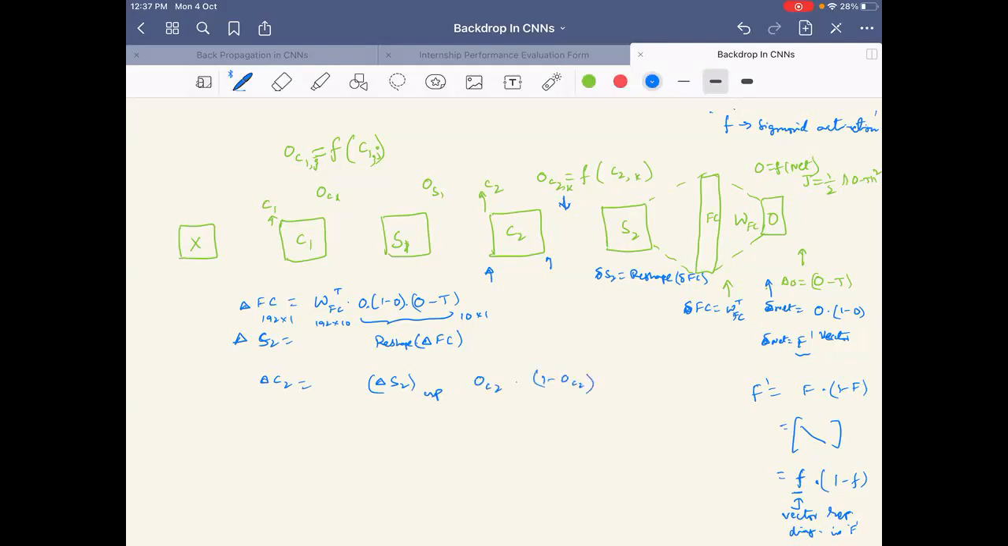So what are the dimensions of OC2? OC2 is also after upsampling, so you know that it is 8 cross 8 cross 12. These are also 8 cross 8 cross 12, all are 8 cross 8 cross 12, right? And we assume that there are element wise operations here. I'm just putting element wise operations with dots, that's all.